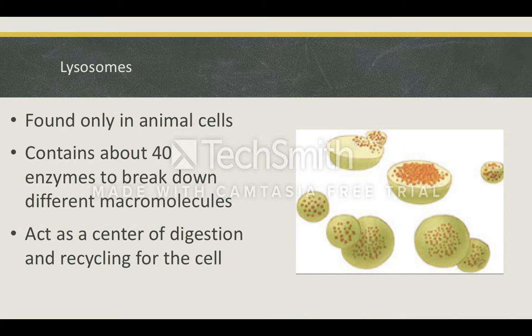Found only in animal cells, lysosomes are the next organelle we'll be looking at. Containing about 40 various enzymes to break down a whole bunch of different kinds of macromolecules, lysosomes act as a center for digestion and recycling for the cell.